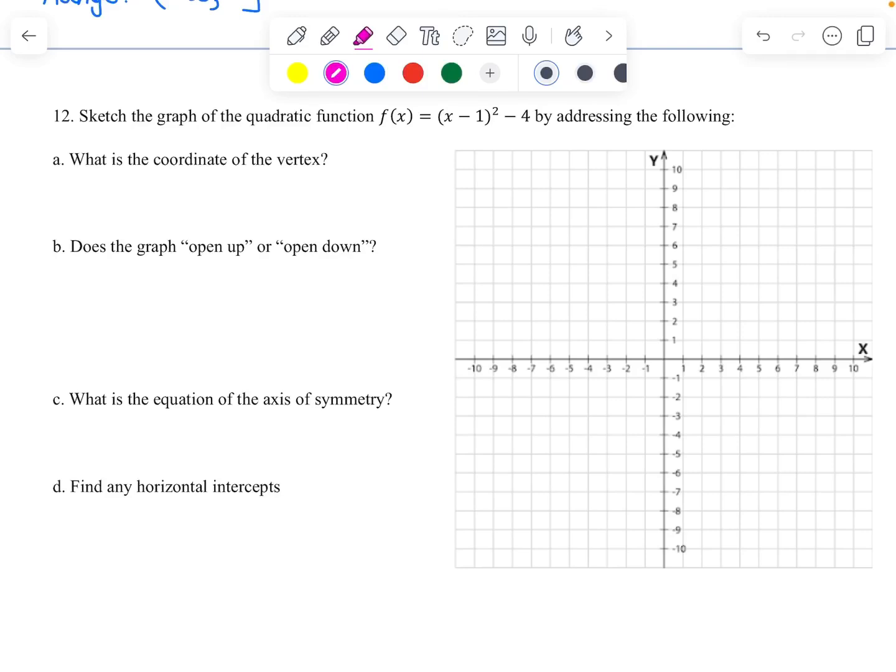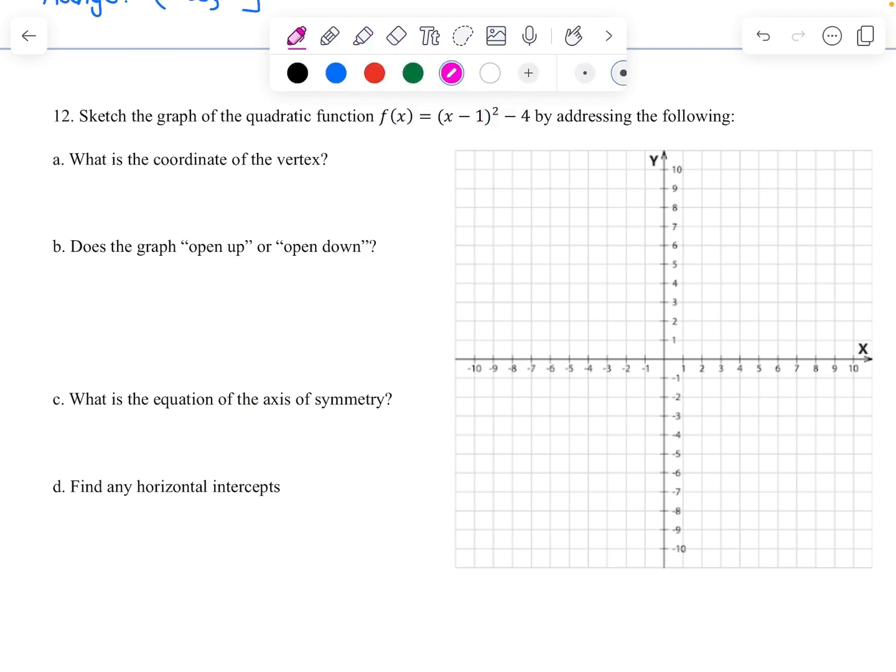Hello class, in this video I'll be showing you how to sketch the graph of a quadratic function written in vertex form. Let's begin. Sketch the graph of the quadratic function f of x is equal to the quantity x minus 1 all squared minus 4.